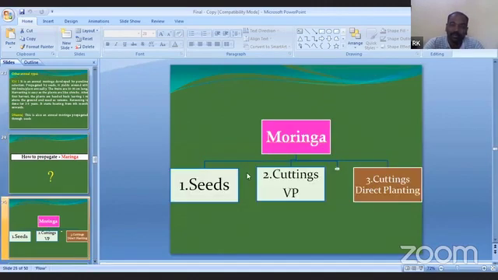Okay, so Moringa is categorically propagated in three ways. One is seeds, another is cutting, and what is VP? VP means vegetative propagation, which is the scientific terminology. Then cutting, and direct planting. What is that? Moringa is planted in three categories: seed to seedling, cutting to propagate the plant, and cutting directly planted in the field. So these three.